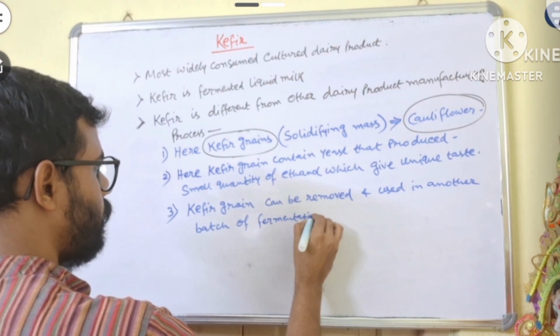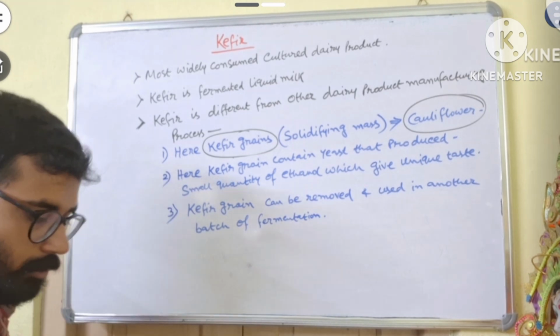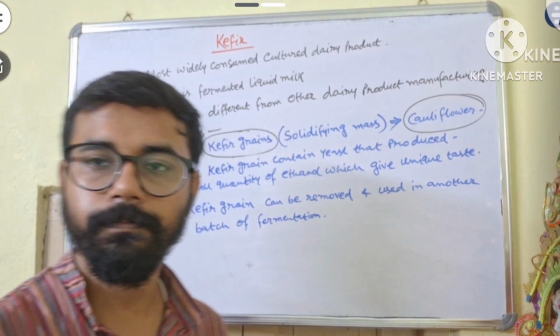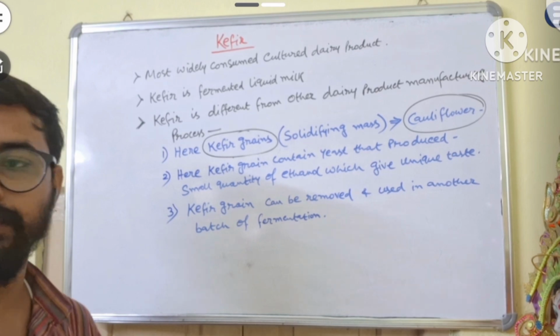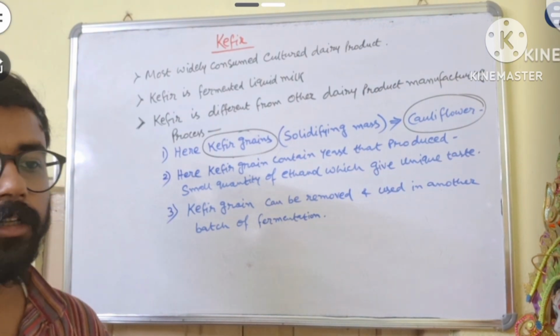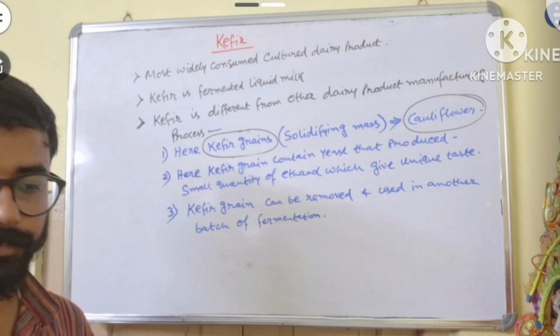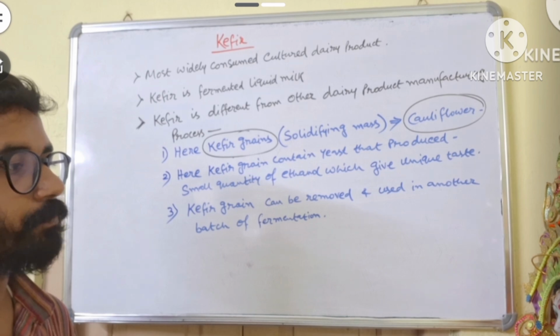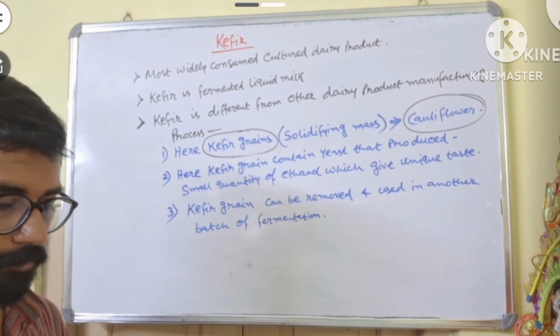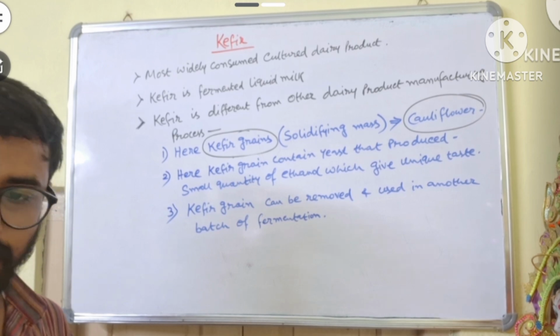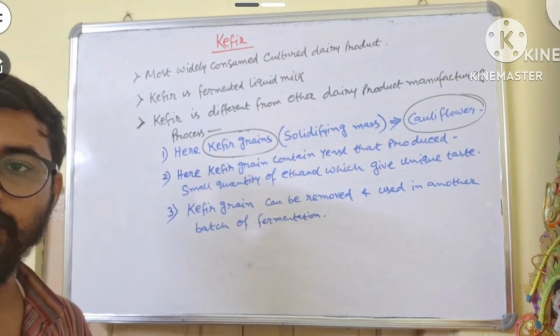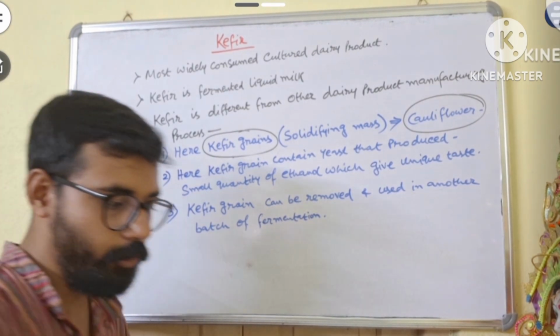So these are the 3 points that make kefir production unique. It's an important question. Another important question: why is kefir so different from other manufactured milk products? Clear? Understood? Everybody, online students?